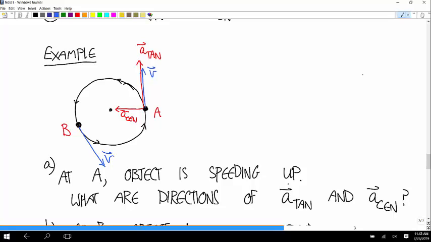Is it speeding up or slowing down? Constant speed, so there's no tangential acceleration. All there is is centripetal acceleration, and it points toward the center of the circle. And so in this case, we know that that's the direction of the total acceleration too, because tangential is 0. Any questions about that?